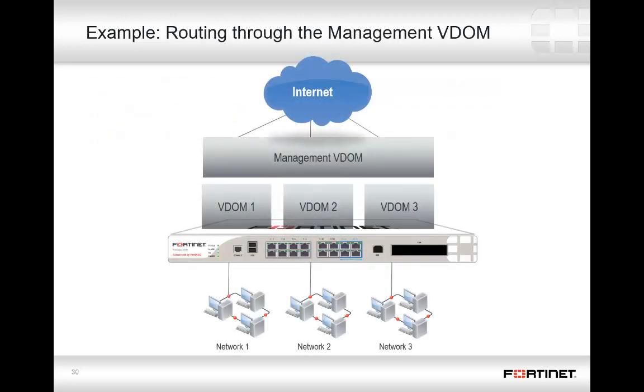This is another example. Like the previous topology, each network sends traffic through its VDOM, but after that, traffic is routed through the management VDOM, by default named root. So internet-bound traffic flows through a single pipe in the root VDOM, and if root VDOM policies allow it, inter-VDOM traffic is not required to physically leave the FortiGate.